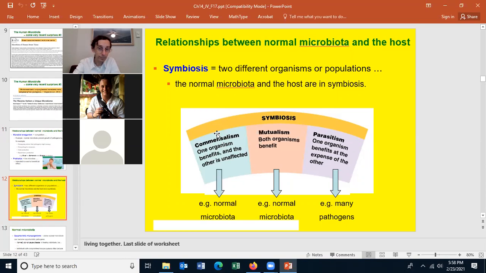Okay? A mutualism is where both organisms benefit. An E. coli in my gut would form a mutualistic relationship. The E. coli gets a home and gets food to digest that I obviously have consumed. And then I benefit because E. coli helps me digest the food. So that's a mutualistic relationship. Any question about any of that?